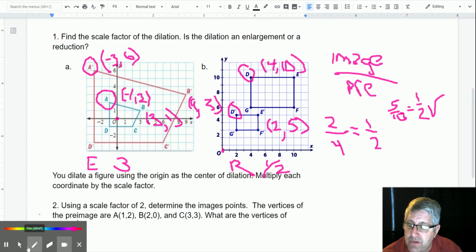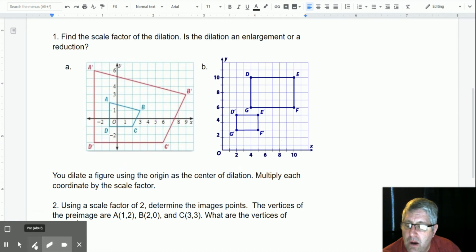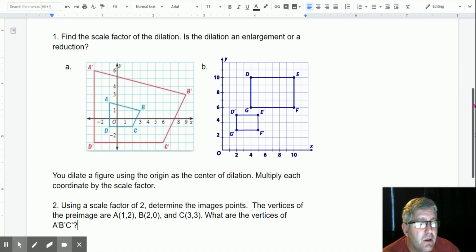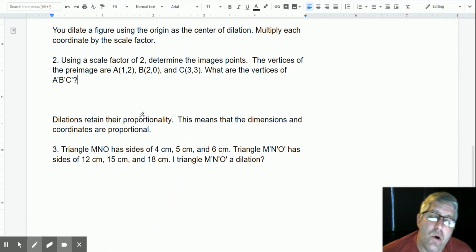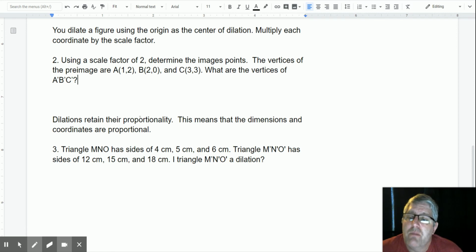All right, so now let's clear the screen. If I figure out how to wipe the screen, there we go. All right. So let's move down a little. Let's move down to, it says you dilate a figure using the origin as the center of dilation. Multiply each coordinate by the scale factor. That is as hard as this gets. So if the scale factor is a number greater than 1, it's an enlargement. You just multiply. And that one's pretty fast. If the scale factor is a reduction, it's the same thing. You multiply.